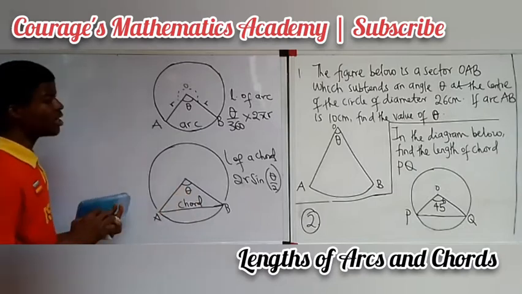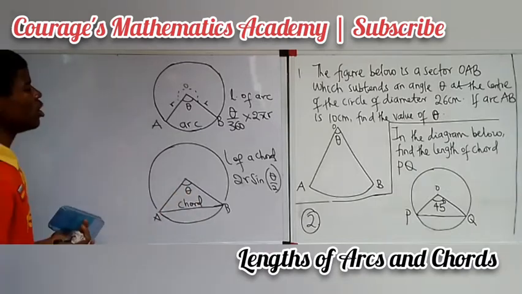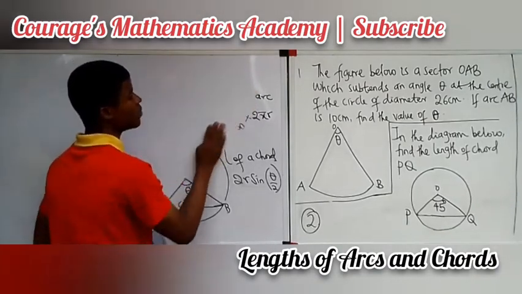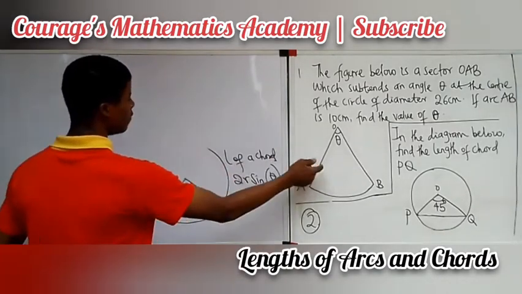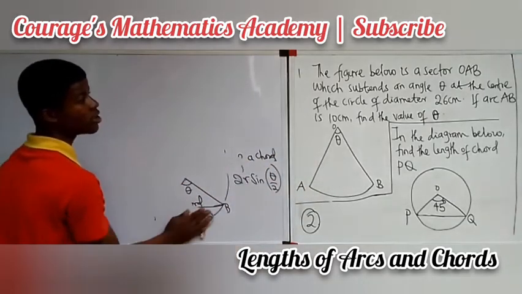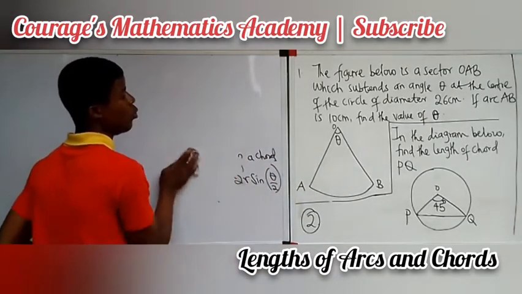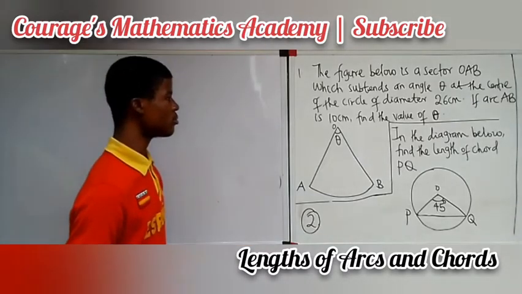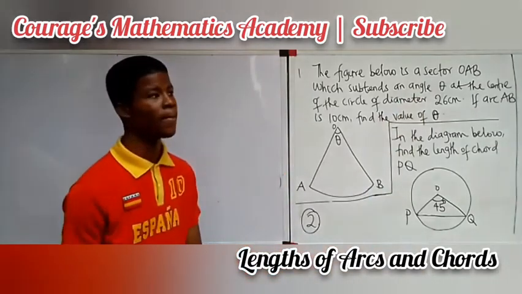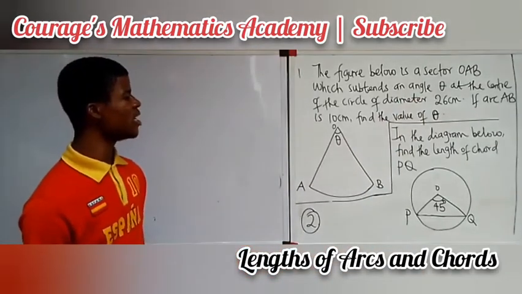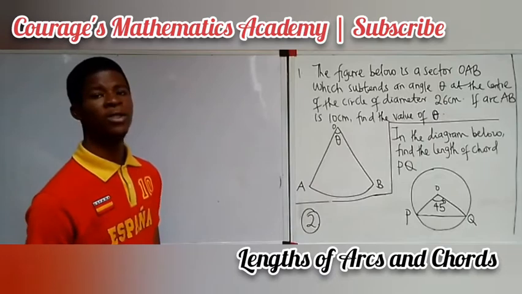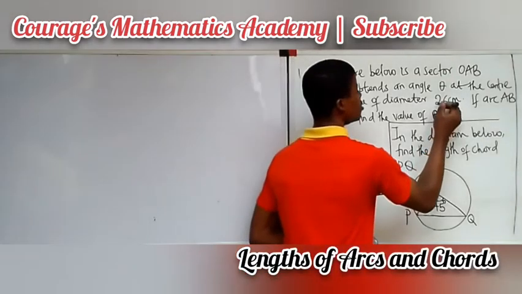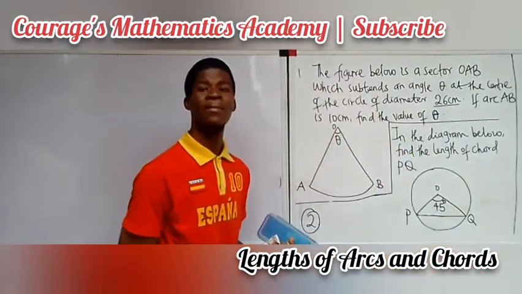This is it. So let's attack these two questions that we have on the board so as to understand this concept better. The first question says, in the figure below, is a sector OAB, which subtends an angle theta at the center of the circle of diameter 26 centimeter. If arc AB is 10 centimeter in length, find the value of theta. Good. Here we need to dissect first of all, 26 centimeter. That's the diameter of the circle.